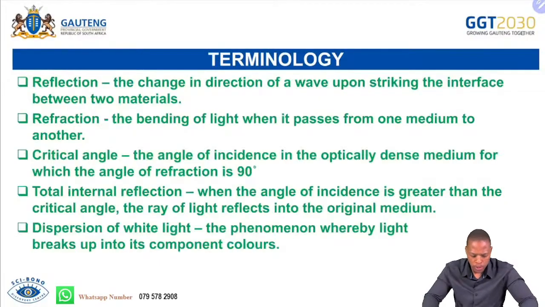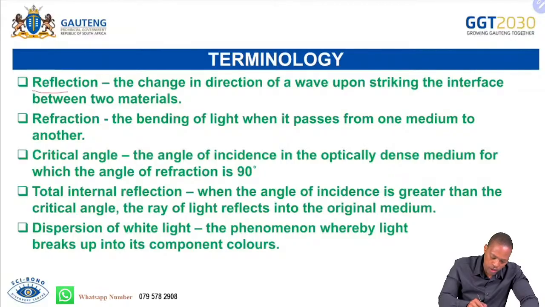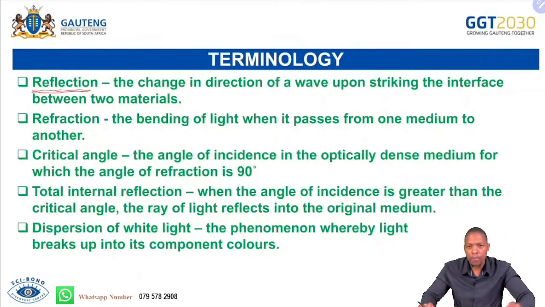Okay, so the terminology that we will encounter for today and things that we need to know. Well, reflection, even though we already know it from last year, is the change in the direction of the wave upon striking the interface between the two materials. This year, we should also know refraction, and we'll define refraction as the bending of light when it passes from one medium to another. Critical angle is the angle of incidence in the optically dense medium, for which the angle of refraction is 90 degrees.